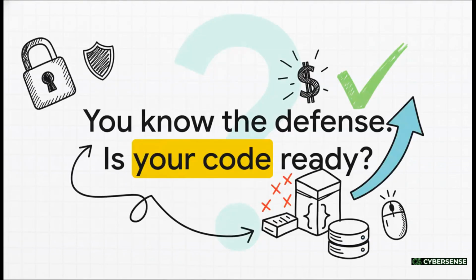So we'll leave you with this. You've seen how just a couple of misplaced characters can cause a £60 million disaster. But you've also seen the simple, elegant fix. You know the defense now. So the only question left is, is your code ready?